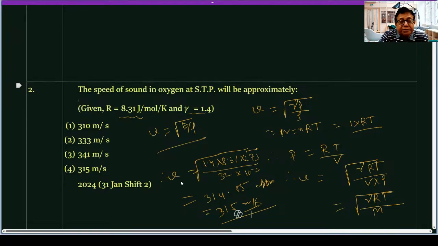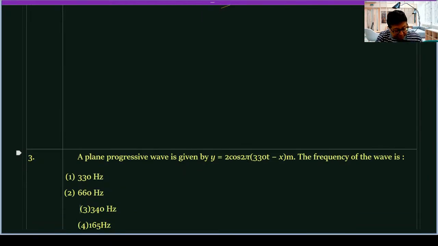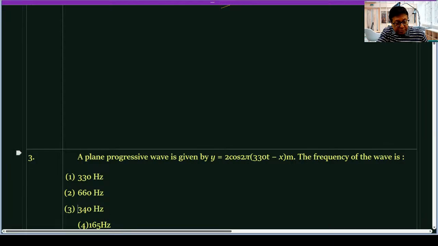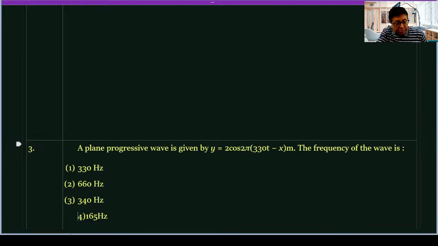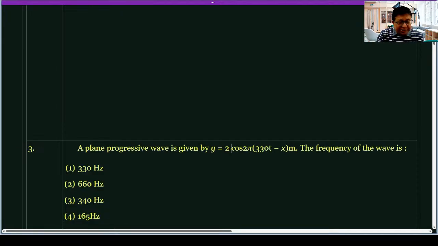This is velocity of sound. Go for next one. This is on progressive wave. Check the question. Just check. Not a difficult one at all. Frequency of the wave you have to find. With what equation you are going to compare? You know wave equation.